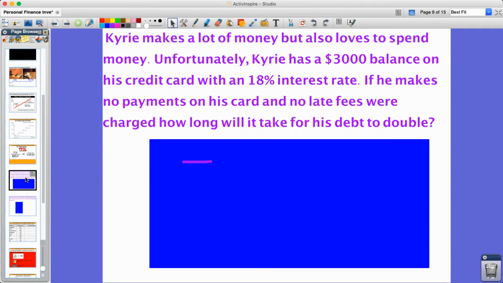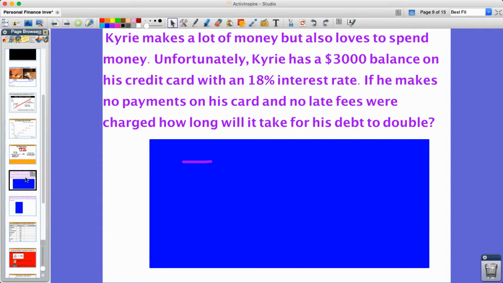So here we have an example. Kyrie makes a lot of money, but also loves to spend money. Unfortunately, Kyrie has a $3,000 balance on a credit card with an 18% interest rate. If he makes no payments on the card and no late fees were charged, how long will it take for his debt to double?